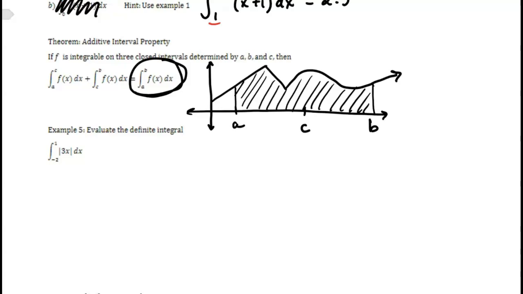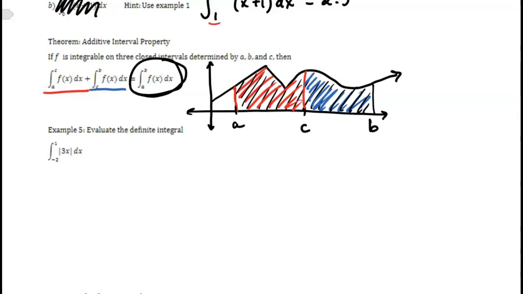All this theorem is saying is that you could break it up and first just go from A to C and take this area and then add it to the area from C to B. That's all that's saying. And it didn't matter if the graph would have dipped under the x-axis as well.